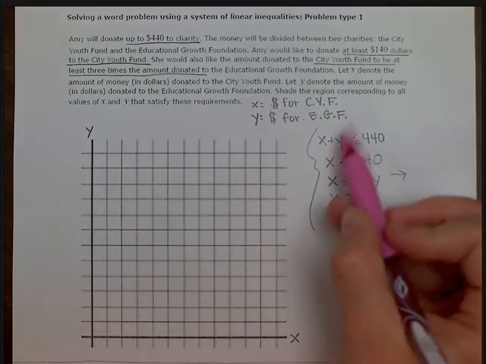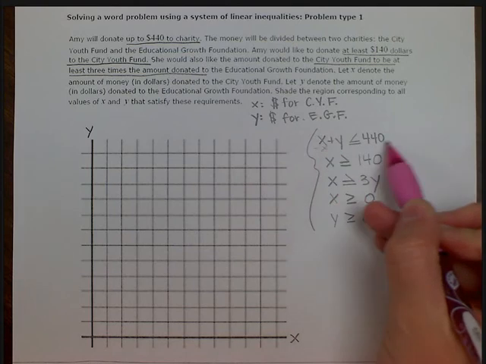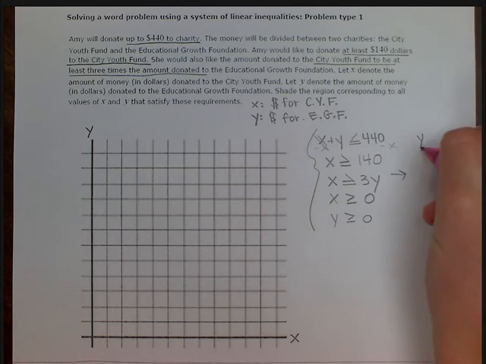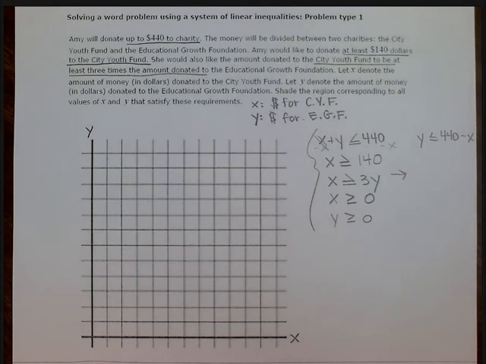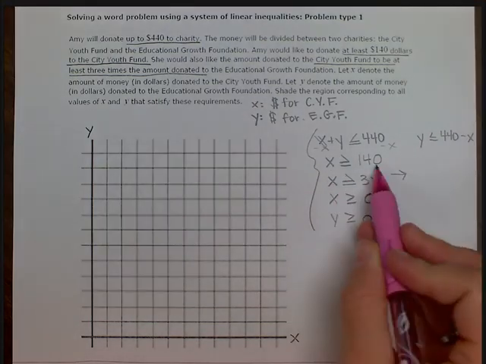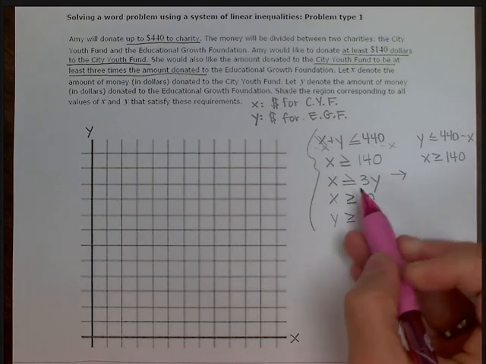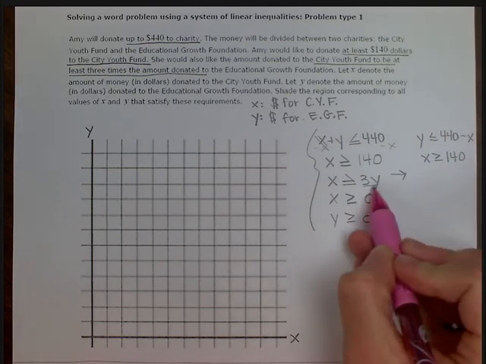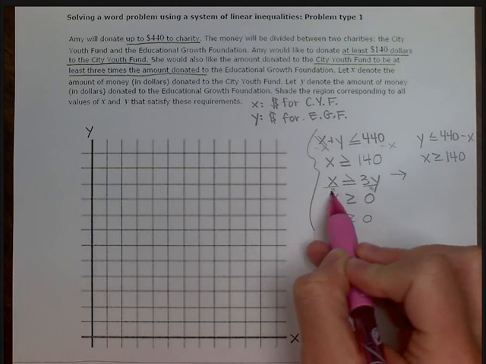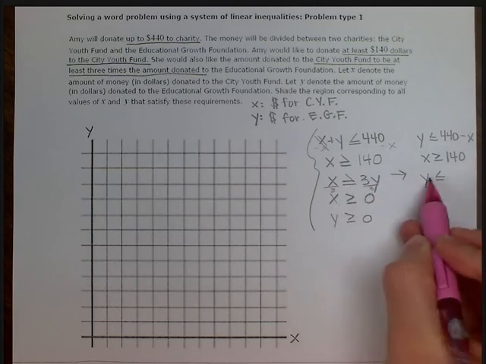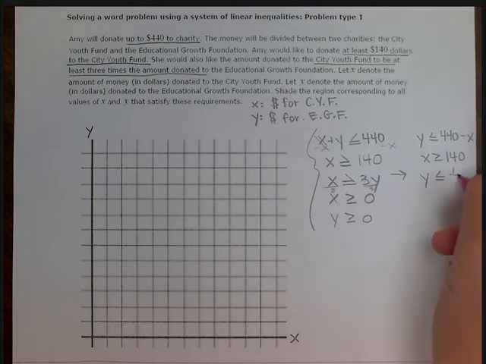On this one, I would subtract an x on both sides. So this cancels, and I have just a y on this side. So I have y is less than or equal to 440 minus x. Here, there is no y, so the x gets to stay just like it is. Here, I need to divide by 3, but because the 3 is positive, I don't need to switch my sign, but I'm going to put y on this side. So y is less than or equal to x over 3, or 1/3 x.